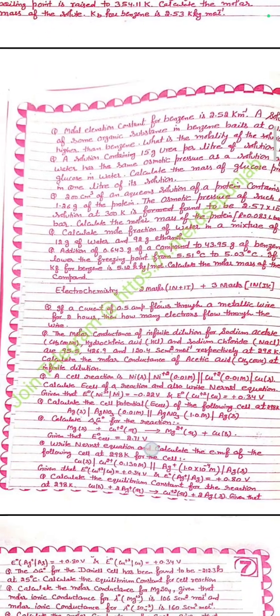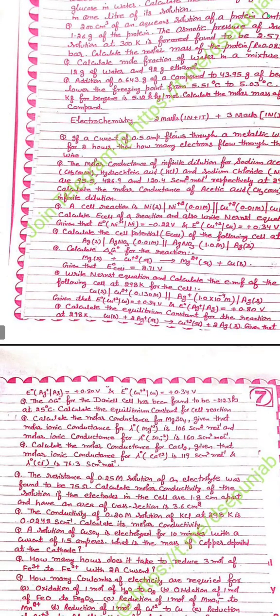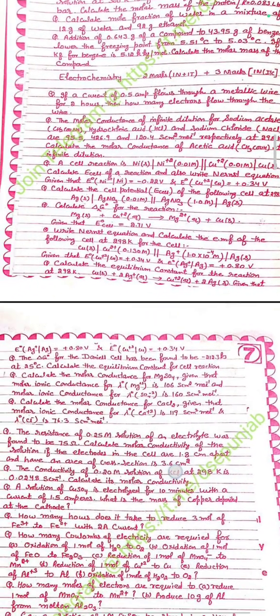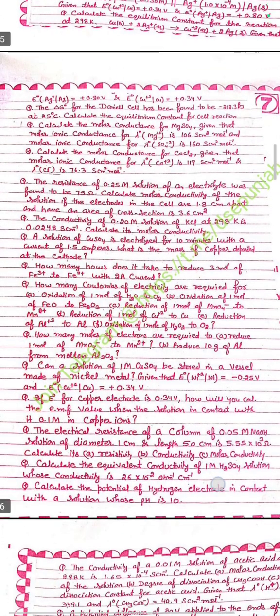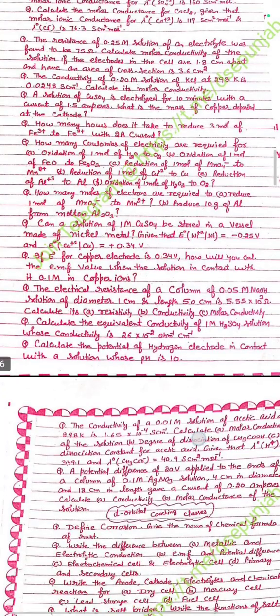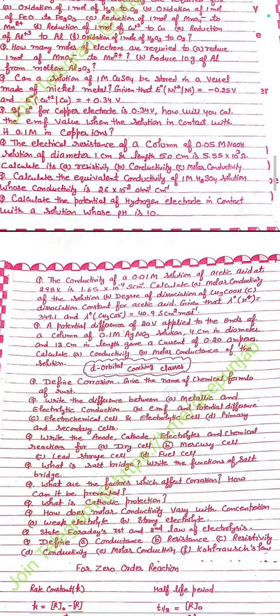Now second chapter, electrochemistry. In 2 marks, one numerical and one theory, and in 3 marks there is internal choice between numerical questions. So first here are numericals. You can take a screenshot and solve these. I think I am not fast enough that you can take a screenshot.